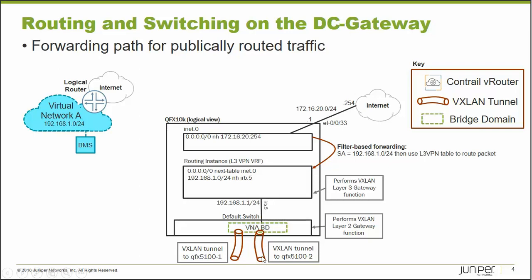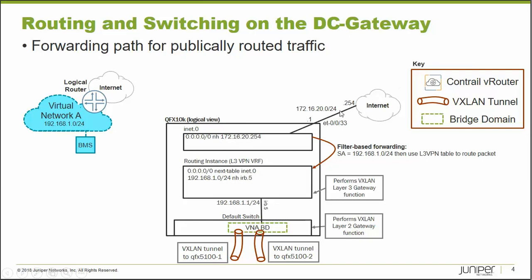So any traffic that comes inbound from these VXLAN tunnels, as long as it's destined for the gateway, which is 192.168.1.1, the IP address of this IRB interface, the layer 2 headers will get stripped, and we'll do a routing lookup on the IP table here. Here we see to get out to the internet, we'd use the default route, which says, okay, route on this table inet.0, which routes out this way.